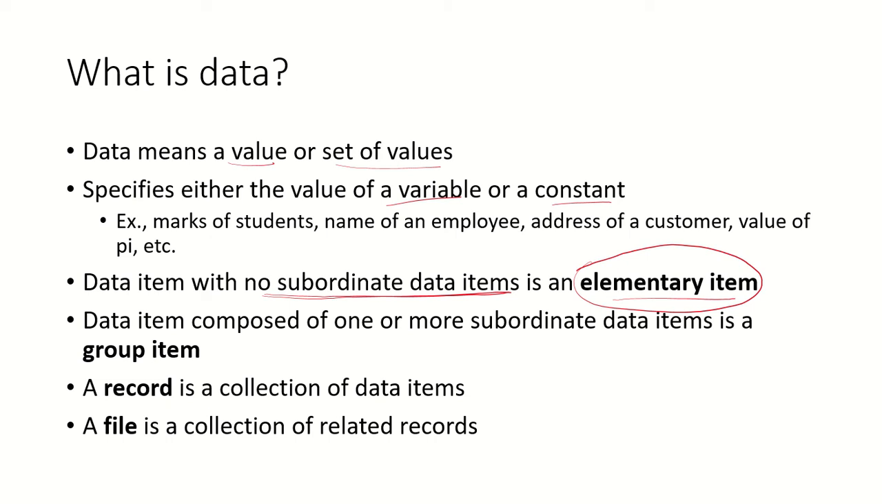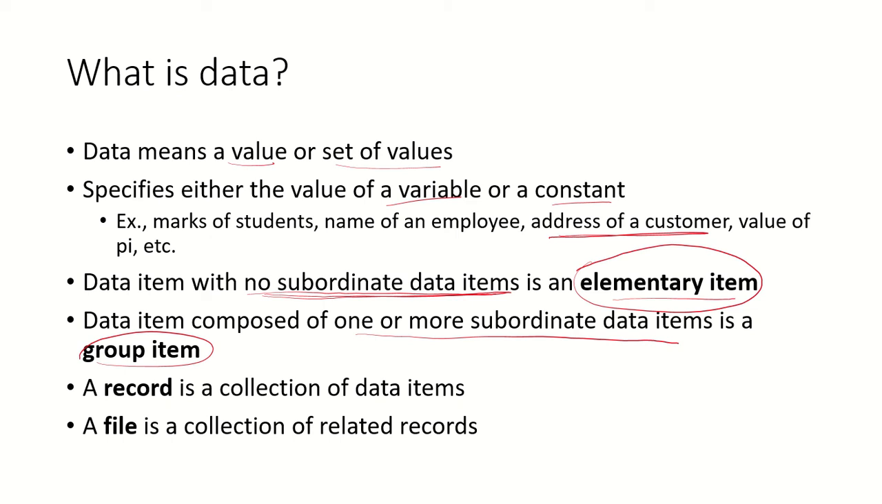You take the address of a customer. This is not an elementary item because you can further have subordinate data items like street or house number or the area. So when there is no subordinate data item, then it is an elementary item. But if it contains one or more subordinate data items, then it is called a group item, like the name of an employee. The name of an employee could have a first name, a middle name, and a last name. So it is a group item.